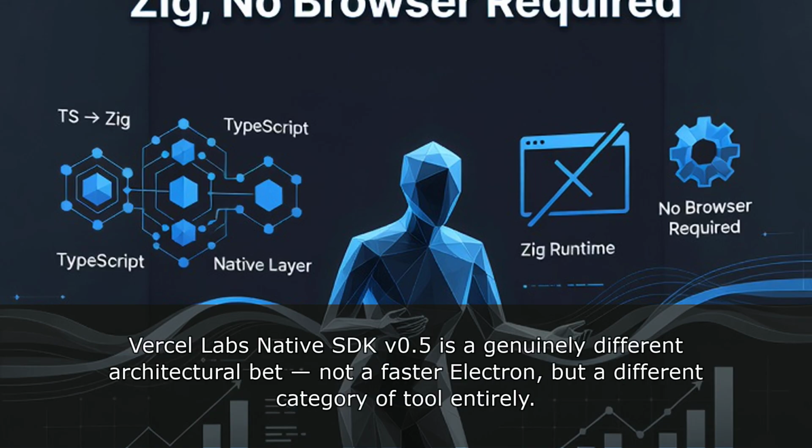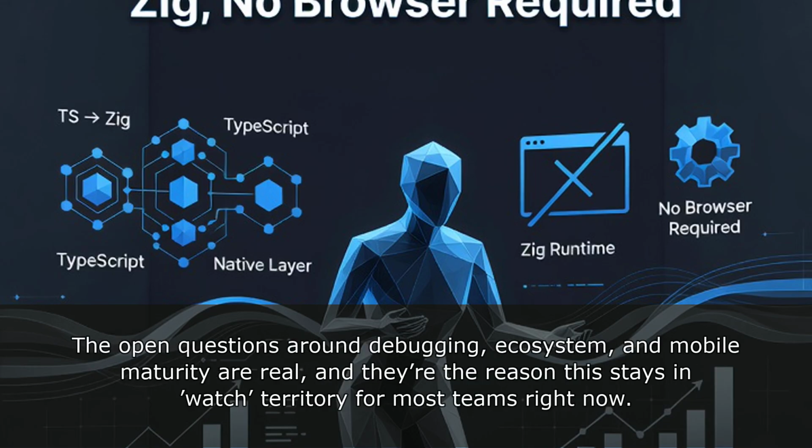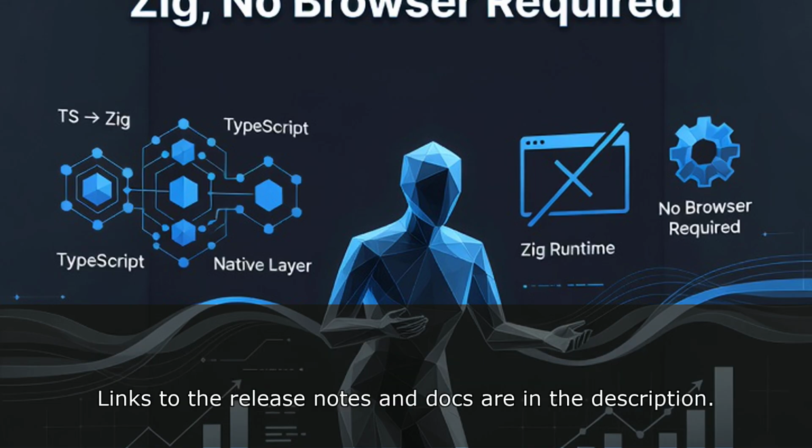The TypeScript to Zig transpilation path lowers the entry cost significantly compared to writing Zig by hand, and the deterministic session journal is an underrated feature if you're thinking about AI-driven interfaces. The open questions around debugging, ecosystem, and mobile maturity are real, and they're the reason this stays in watch territory for most teams right now.